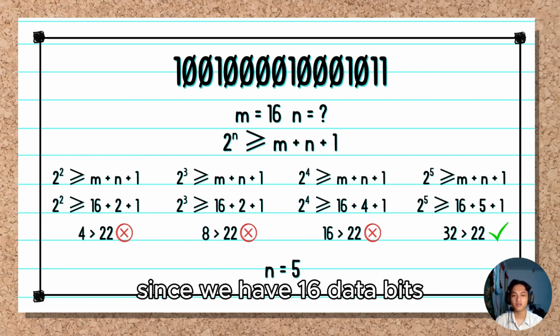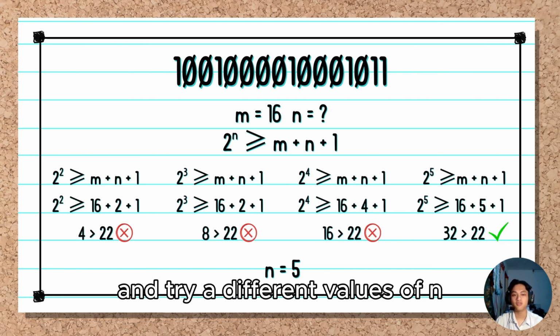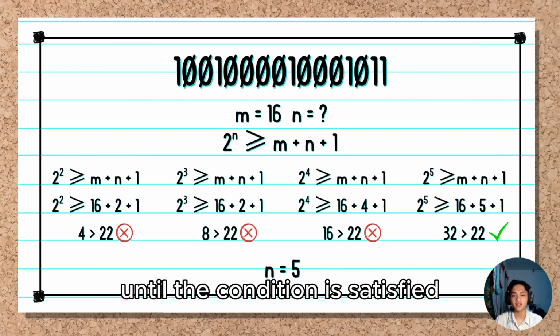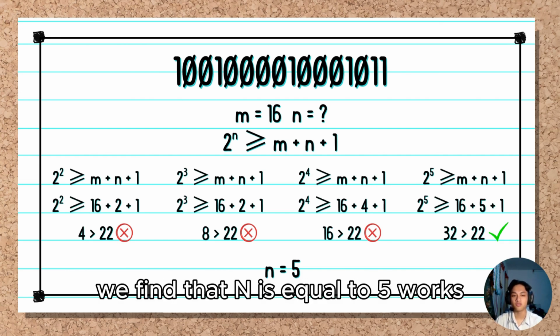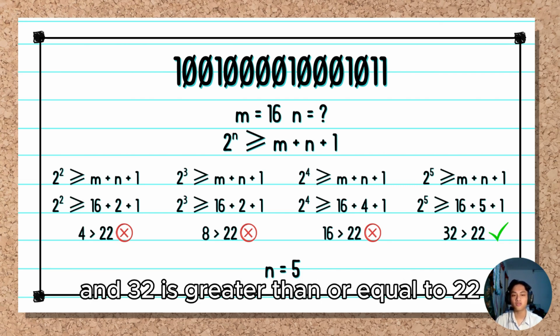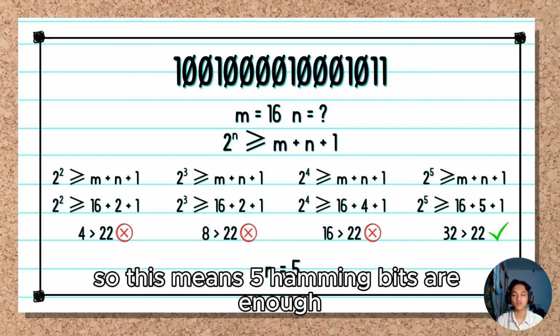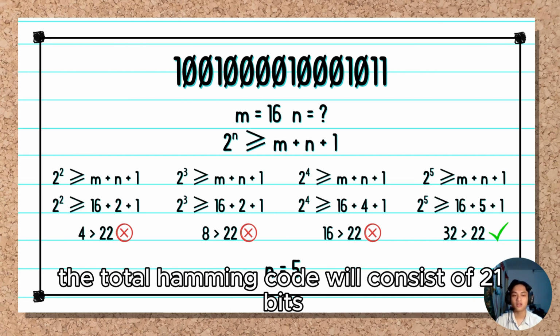Since we have 16 data bits, we substitute m equal to 16 and try different values of n until the condition is satisfied. After doing trial and error, we find that n equal to 5 works because 2 raised to 5 is 32 and 32 is greater than or equal to 22. So this means 5 Hamming bits are enough. With 5 Hamming bits added to our 16 data bits, the total Hamming code will consist of 21 bits.